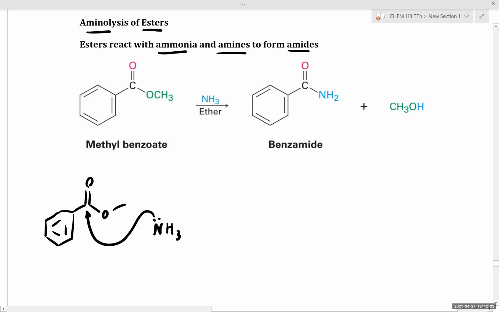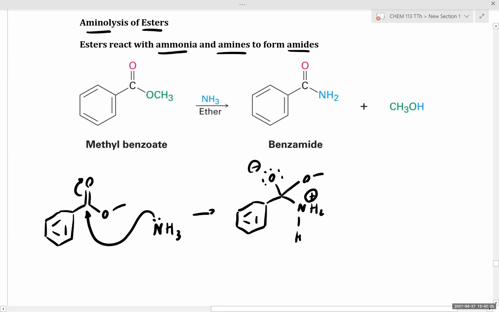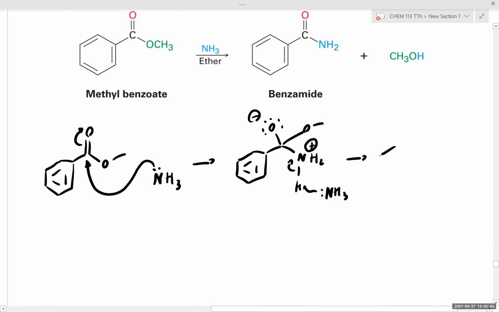So in the first step, our nucleophilic amine attacks the electrophilic carbonyl carbon. From here, we end up generating a tetrahedral intermediate. From here, we'll kick out our leaving group. Now, likely ammonia will pull off this proton before anything else happens. But you can certainly draw the loss of the leaving group, and that's a perfectly reasonable step to propose.